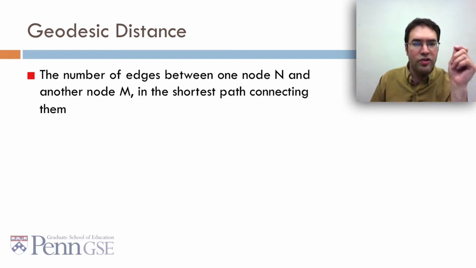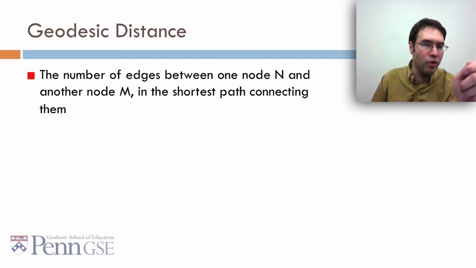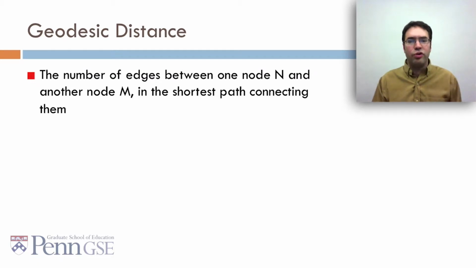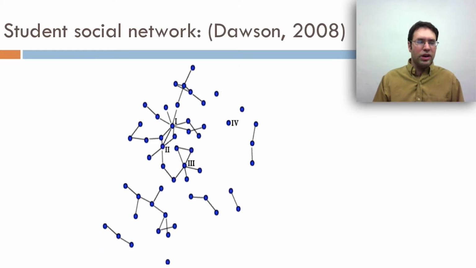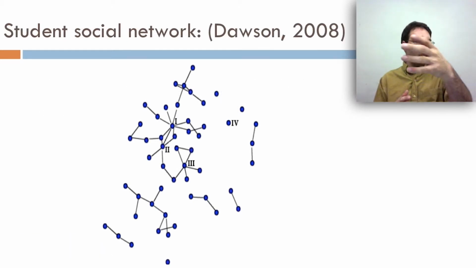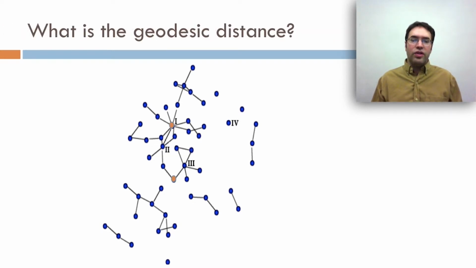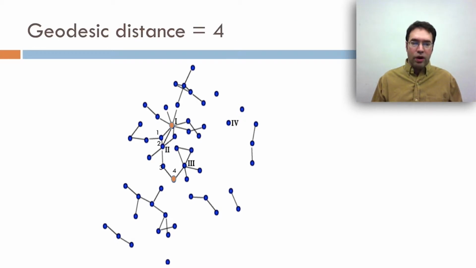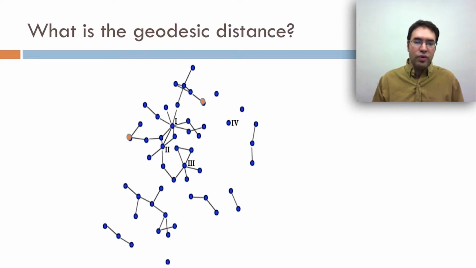Geodesic distance. Geodesic distance is the number of edges between one node and another node in the shortest path connecting them. If we look at a student social network, and this is work by Shane Dawson, looking at an online class, we can see that the geodesic distance between these 2 points is 4, because they have 1, 2, 3, 4 steps to get between them. Between these ones, try to do it yourself really quickly, pause the video.